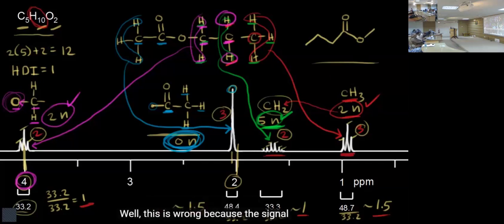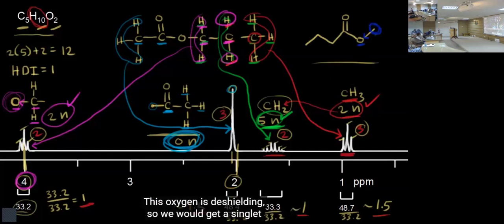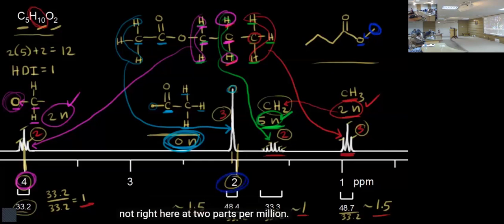Well, this is wrong because the signal for these methyl protons, right next to this oxygen, is deshielded. So we would get a singlet for these methyl protons, but the signal would be closer to 4 parts per million and not right here at 2 parts per million. And so that's a clue as to how to assemble the pieces for an ester. So think about what's next to this oxygen here. Think about the chemical shifts, and you won't make that mistake.